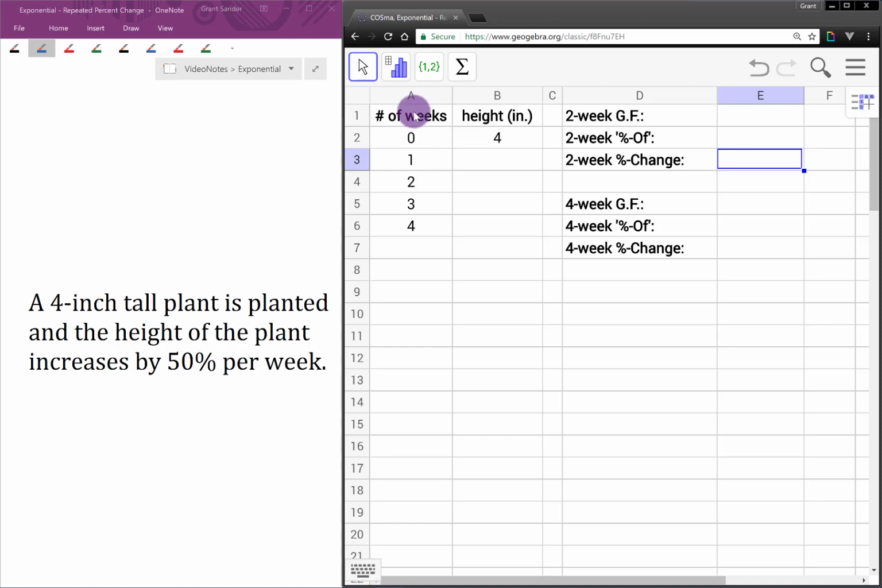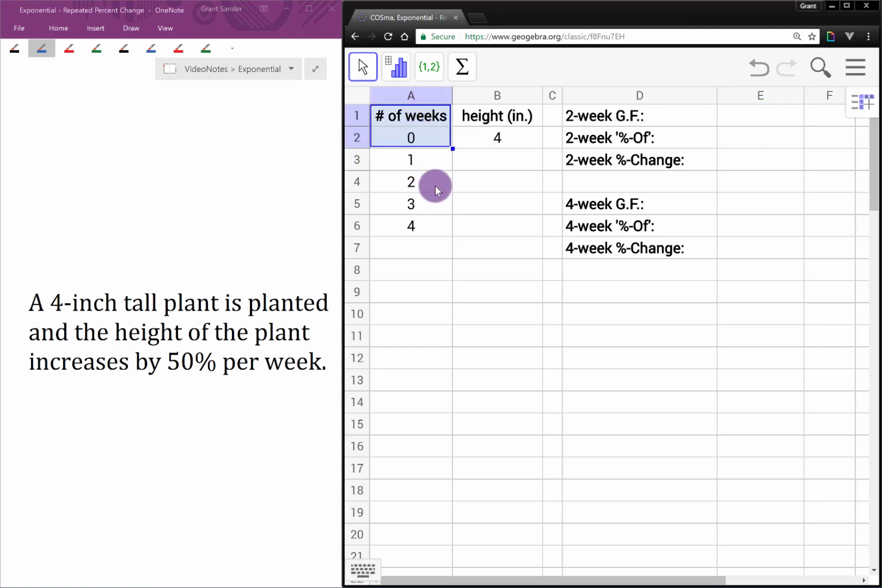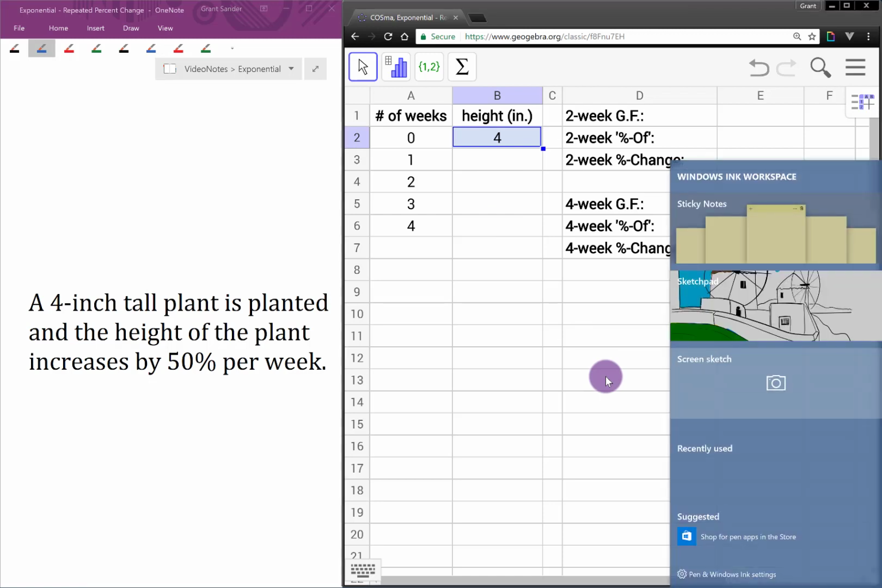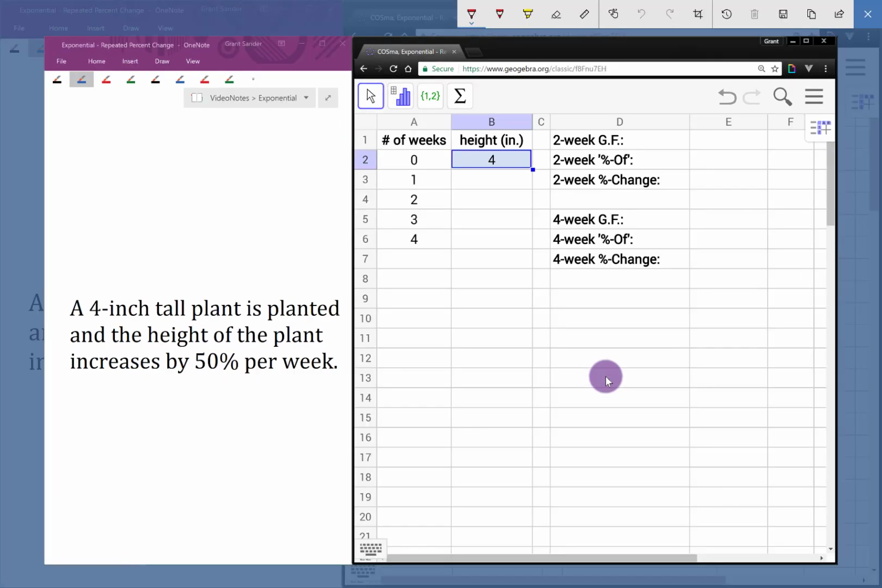So in this first column, we're representing the number of weeks since the plant was planted, and we just have 0, 1, 2, 3, and 4 weeks since it was planted. And then in the second column, we'll represent the height of the plant in inches. So we know that the height of the plant starts at 4 inches, so the height 0 weeks after it's planted is 4.